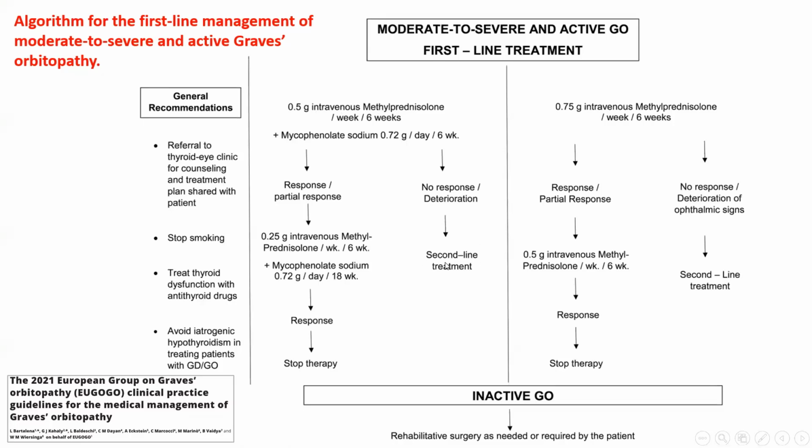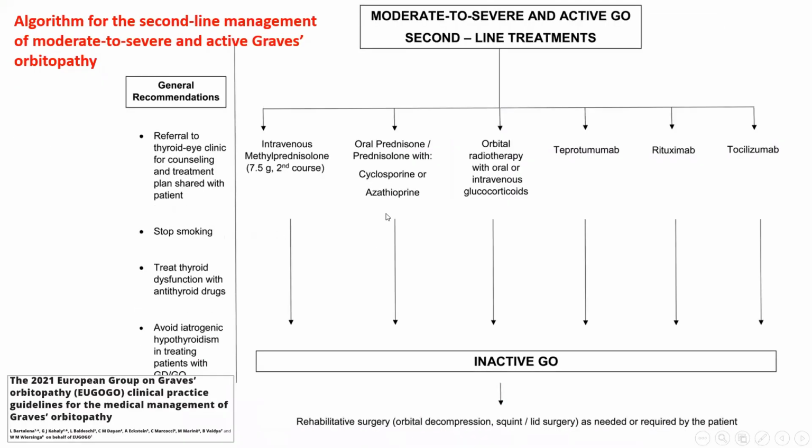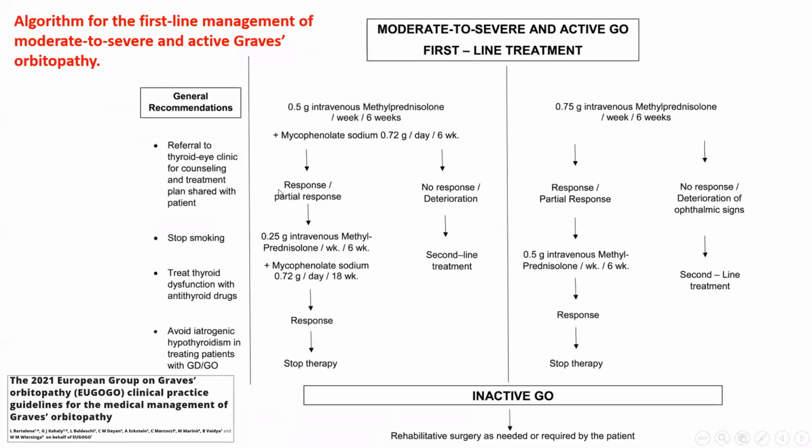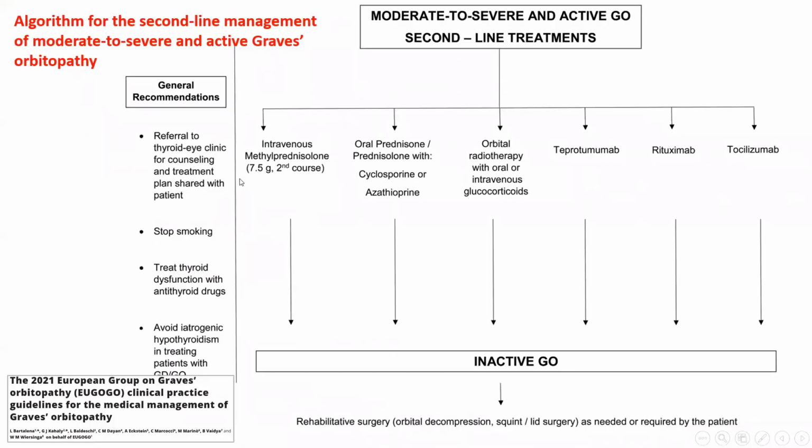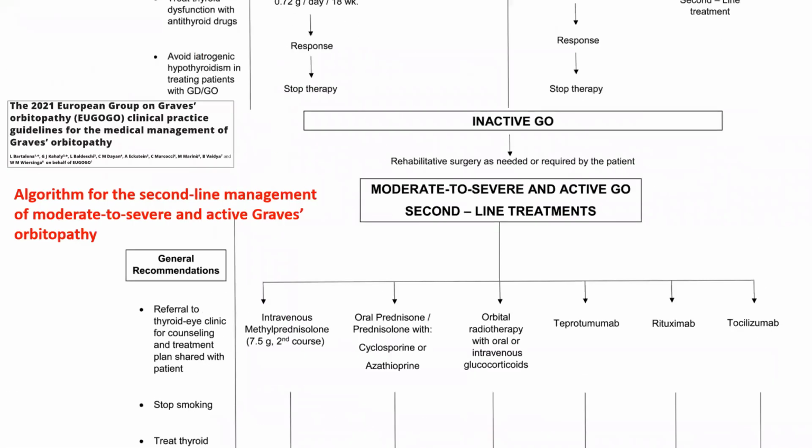to the second line treatment in the form of rituximab, oral glucocorticoid with cyclosporine or azathioprine, or orbital radiotherapy, teprotumumab, rituximab, and tocilizumab. So these are all the second line treatments for high dose intravenous methylprednisolone. Previously, we started by about 3 to 4 gram intravenous methylprednisolone. But in the second line treatment, we should increase the dosage of intravenous methylprednisolone to 7.5 gram as a second course over 6 weeks.